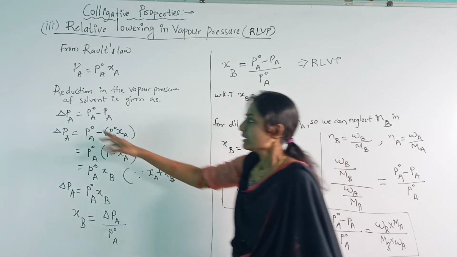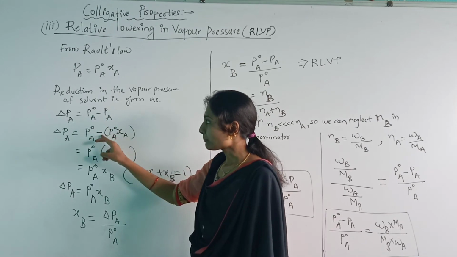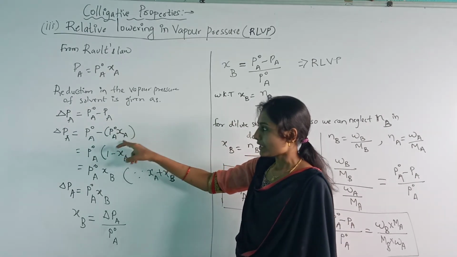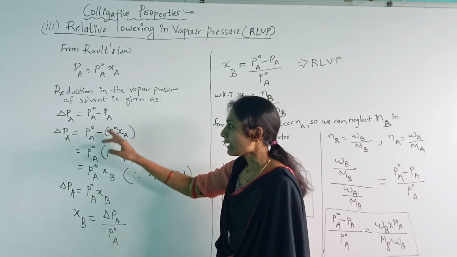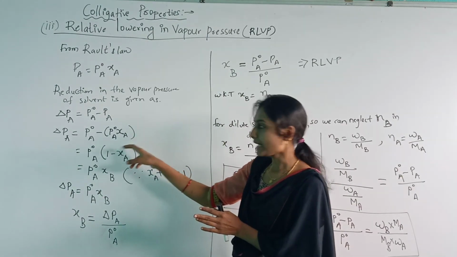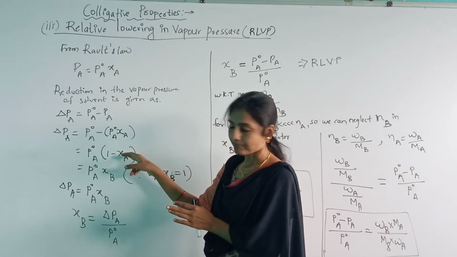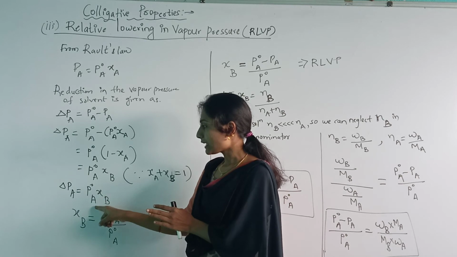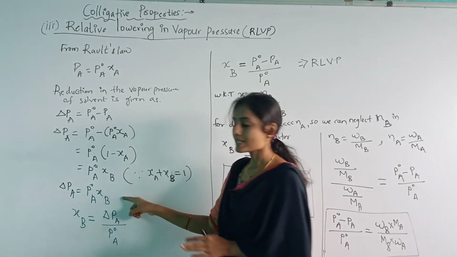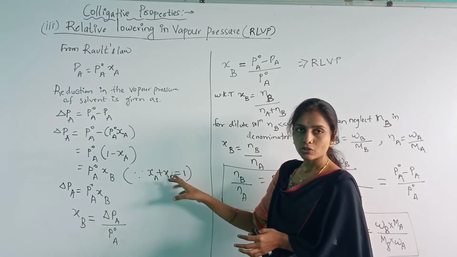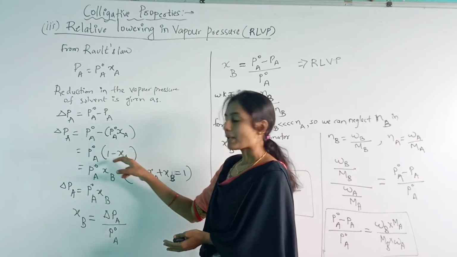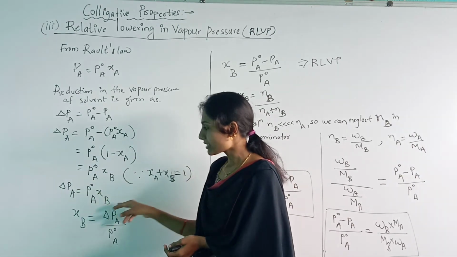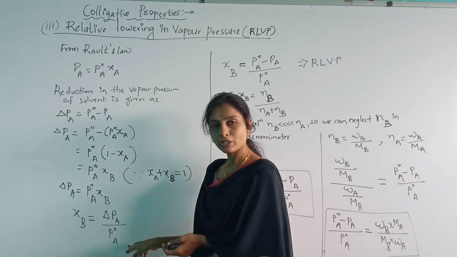Then this delta PA becomes equal to P naught A minus, I am substituting the value of PA from Raoult's law, that is P naught A into XA. Then P naught A I am taking common. I can write P naught A into 1 minus XA. Now I can write delta PA is equal to P naught A into XB. I am replacing the term 1 minus XA by XB because we know that XA plus XB equals 1, and hence I can write 1 minus XA equal to XB. Then from this equation I can write XB equal to delta PA by P naught A.